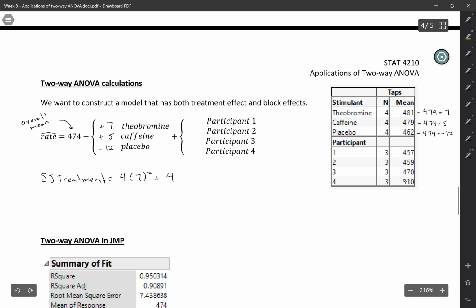Same sort of thing for caffeine. There were 4 observations, and 5 is the effect of caffeine, squared. And then for placebo, again, 4 observations, and the effect was negative 12, and we square that, and we get 872 when we add it all up. So pause the video here and you do the same thing except for the block effects.